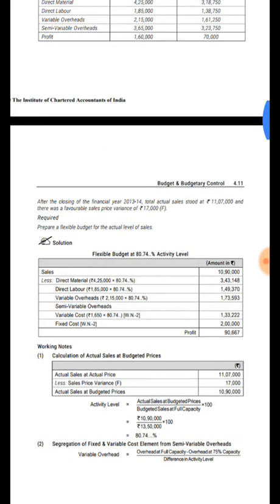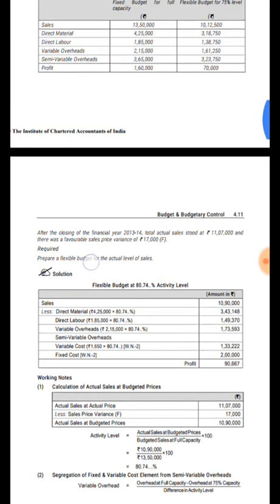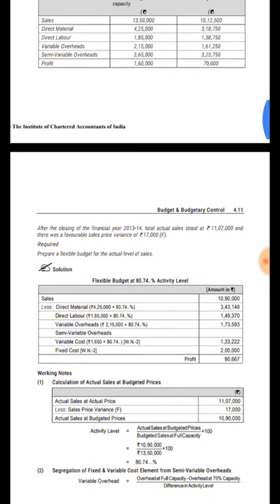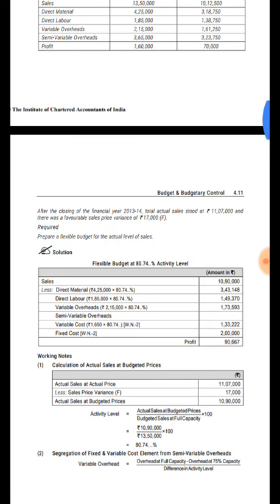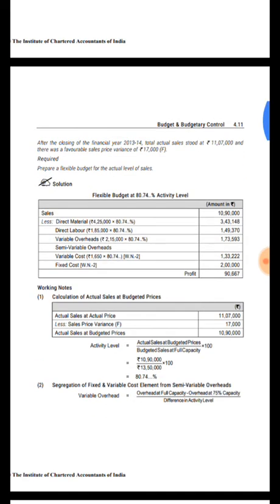So actual sales at budgeted prices. Sales is already given, 11,07,000 here. So that 11,07,000 minus this favorable sales price variance, because in case of sales variance, whichever is favorable has to be deducted, whichever is adverse has to be added. So it has to be deducted. So 11,07,000 minus 17,000, you will get actual sales at budgeted price, that is 10,90,000. So we got the actual sales.